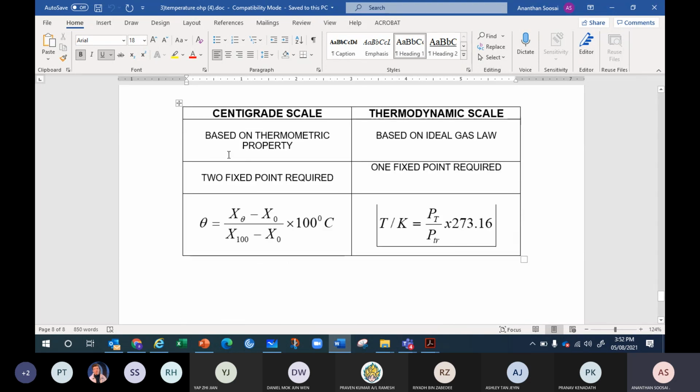And finally the differences. The centigrade scale is based on a thermometric property, the thermodynamic scale on the ideal gas law. For the centigrade scale, you need two fixed points. For the thermodynamic scale, only one fixed point is required: the triple point of water. These are the two formulas necessary to calculate the temperature.